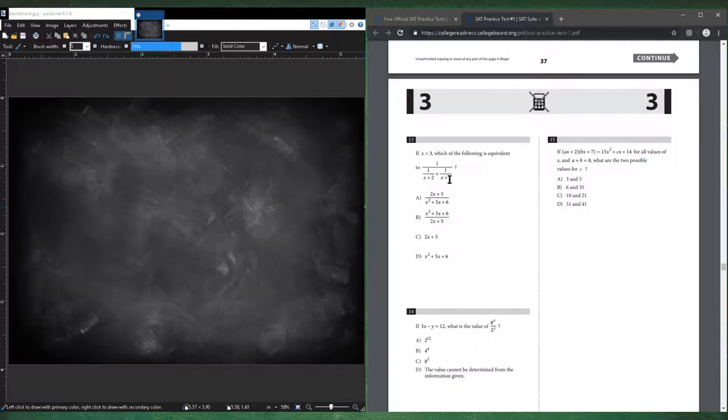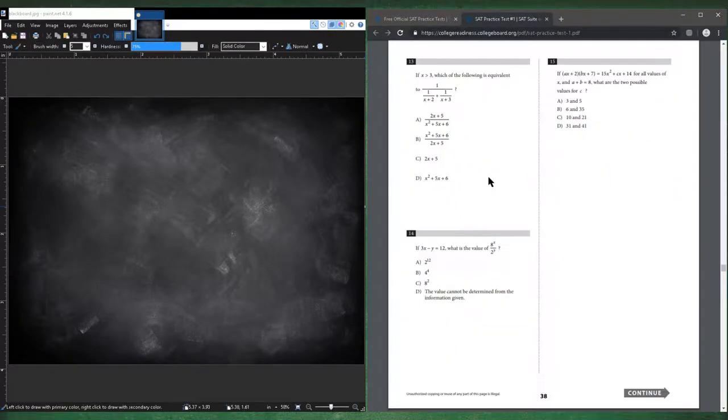13 might take you a while, so this might be a minute or two. You could come back to this. This might be one of the harder ones in this section. 14 also might be one of the harder ones if you don't know how to deal with exponentials. But as I showed before, just learn your rules and you'll know.